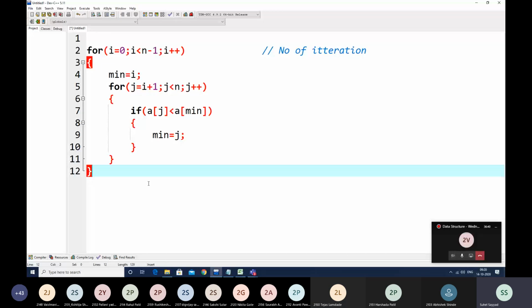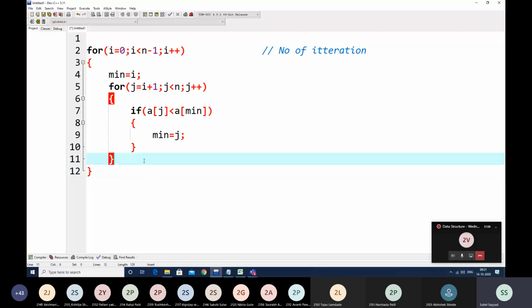So the outer for loop is for the number of iterations. It will go for n-1 iterations. In every iteration, we assume the first number of that iteration to be the smallest number, so we make min equal to i. And then we start checking all other numbers, from i plus 1 till the end. If we find a new smaller number at that j index, we'll update the value of min to j.